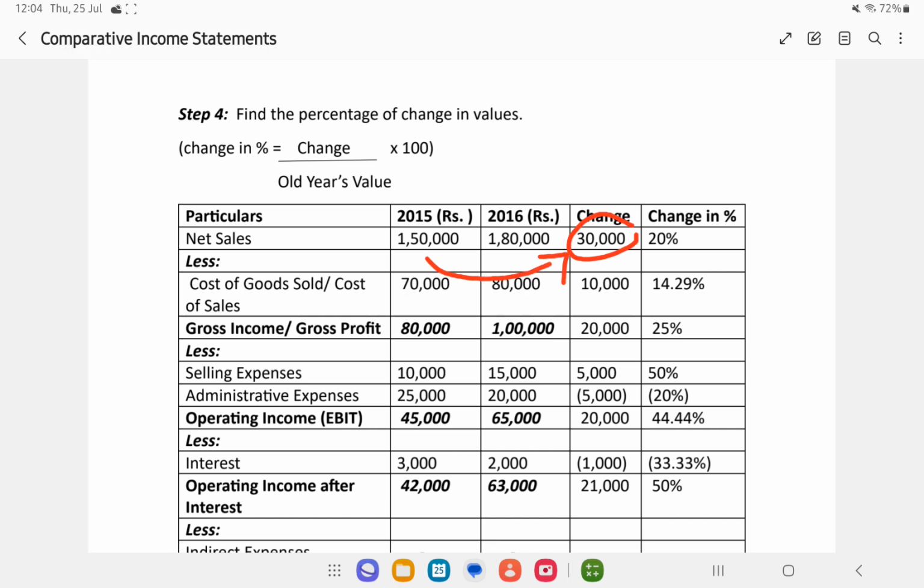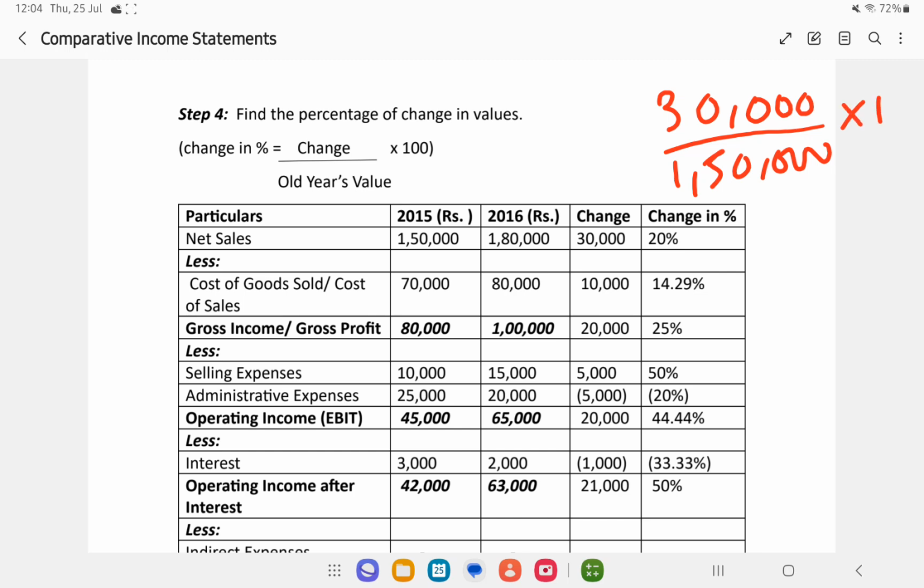So in 2060, what was the percentage of change that happened? This is how we calculate. Please look here. 30,000, that is the change. See the formula also. Change divided by 1,50,000, that is the old year's value, into 100.